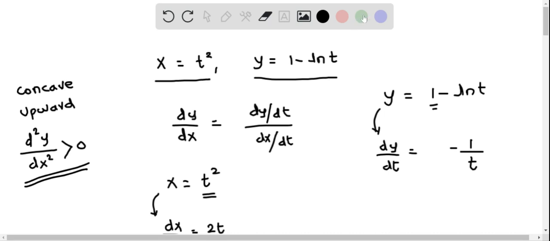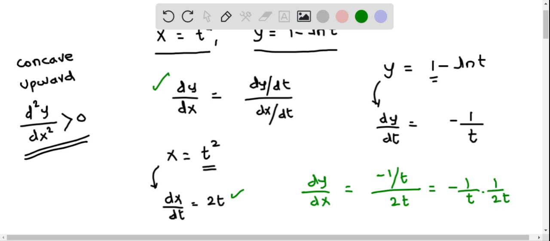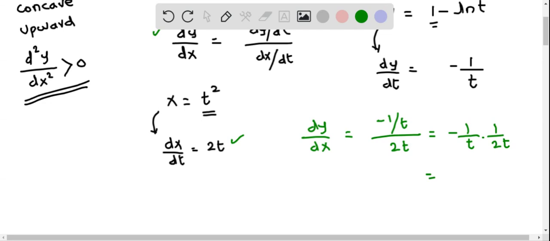And therefore we can now determine the first derivative of the curve, that is dy by dx. So let's substitute the values of dy by dt and dx by dt. So we write the first derivative of the curve dy by dx, and this equals dy by dt, which is negative 1 by t, divided by dx by dt, which is 2t, and so this equals negative 1 by t times 1 by 2t, and so this equals negative of 1 by 2t squared.